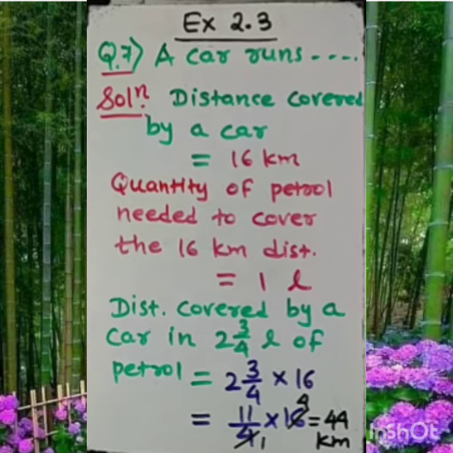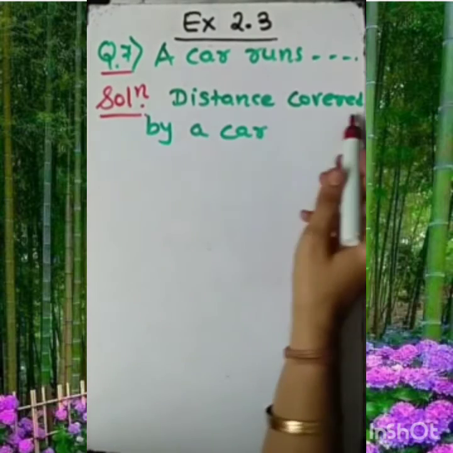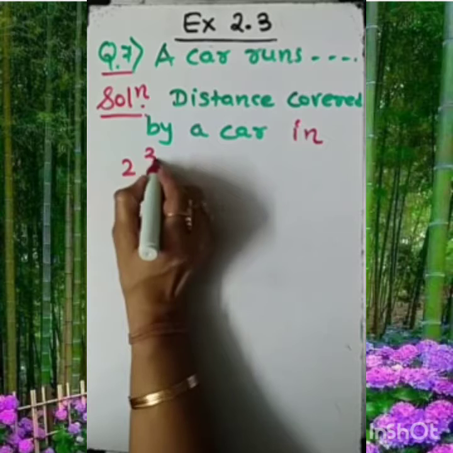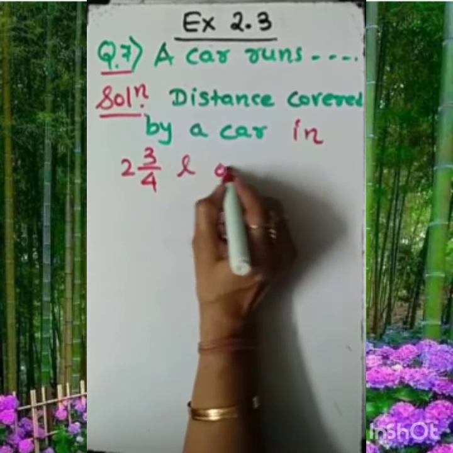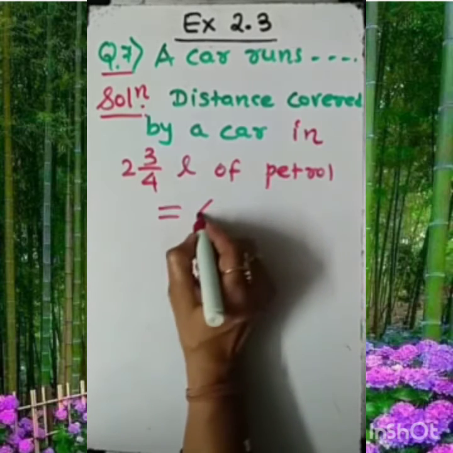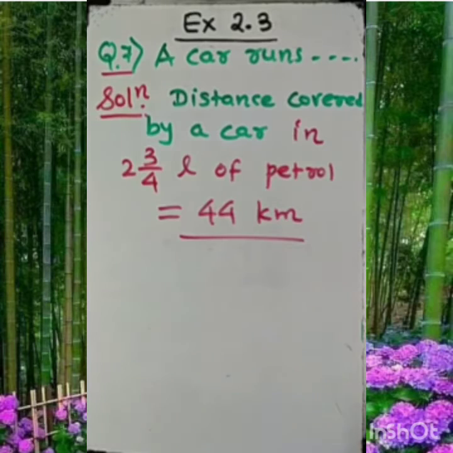So we need to mention here the distance covered by a car. Let's note it down in a statement form. The final answer in a statement form: the distance covered by a car in 2 3/4 liters of petrol, that answer is coming 44 kilometers. This is the solution and this is the complete statement of question number 7. Easy.